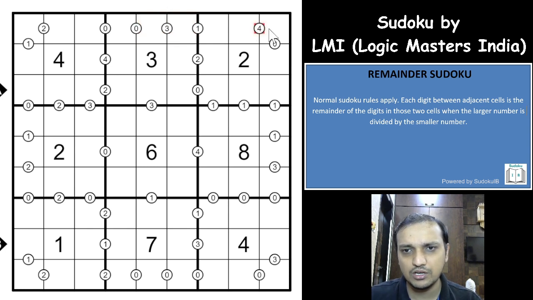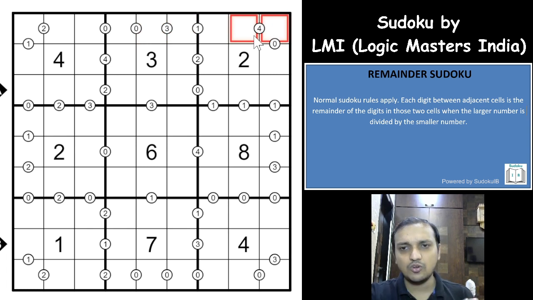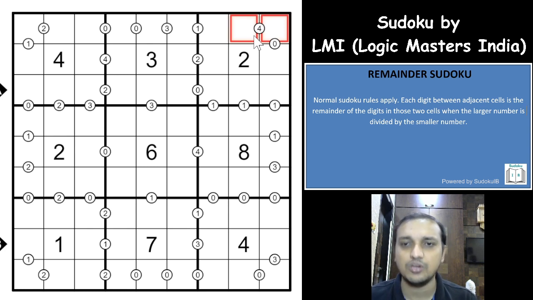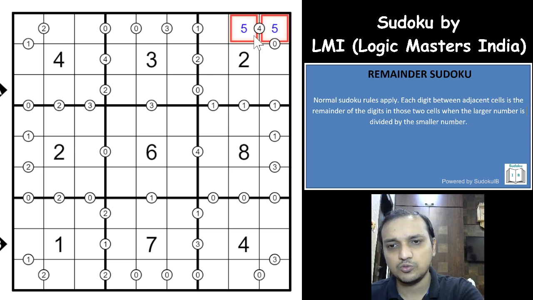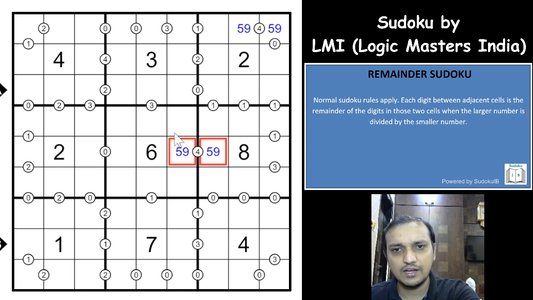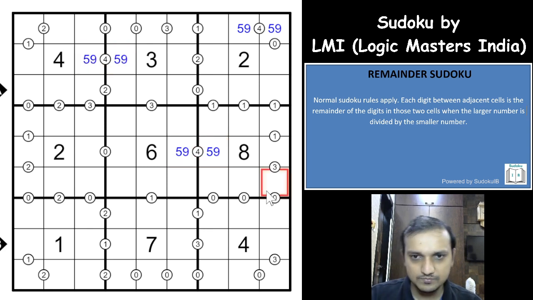If you have a 4 here, you will never have 1, 2, 3 and 4, and the only digits possible are 5, 6, 7, 8, 9. For a remainder of 4, 5 and 9 is the only possibility. You can just take the difference: 9 minus 5 is 4, and there are no other digits among 5, 6, 7, 8, 9 that can give a remainder of 4. So it has to be 5 and 9. I can write those here, 5 and 9, again 5 and 9.